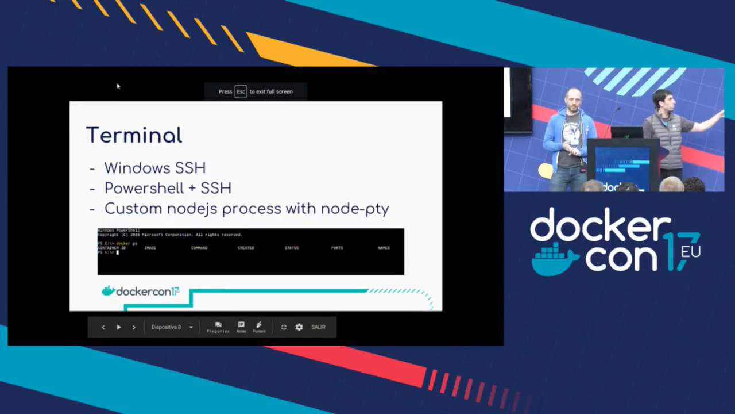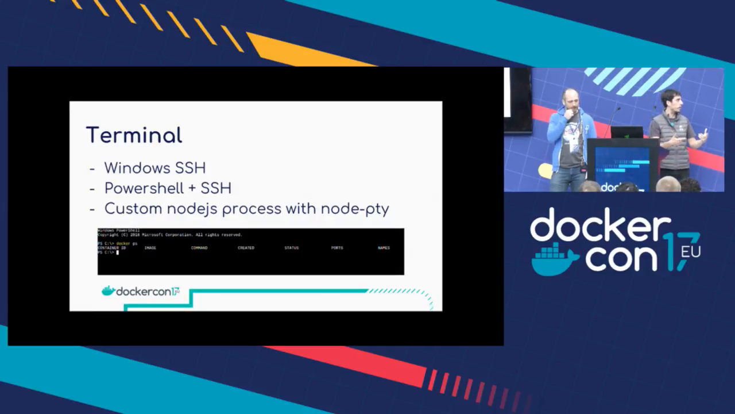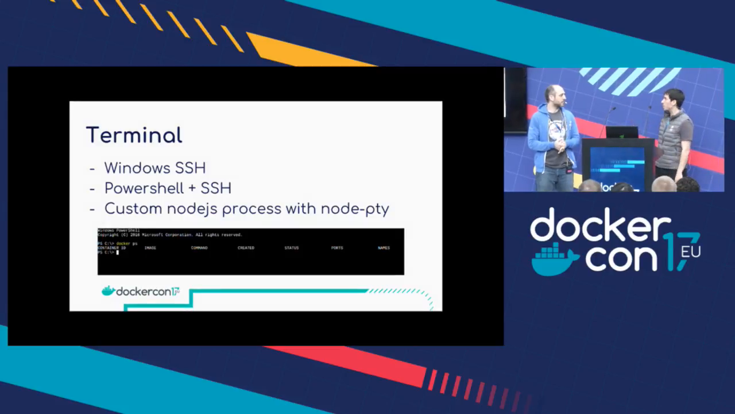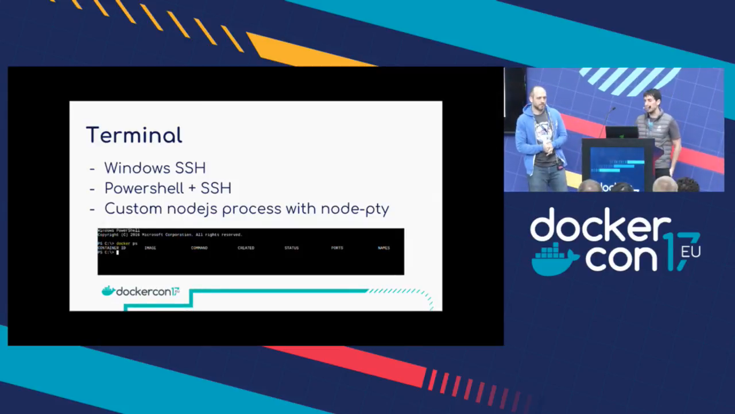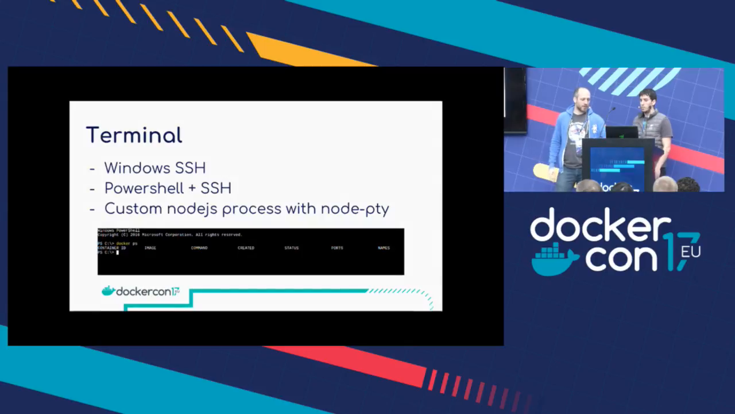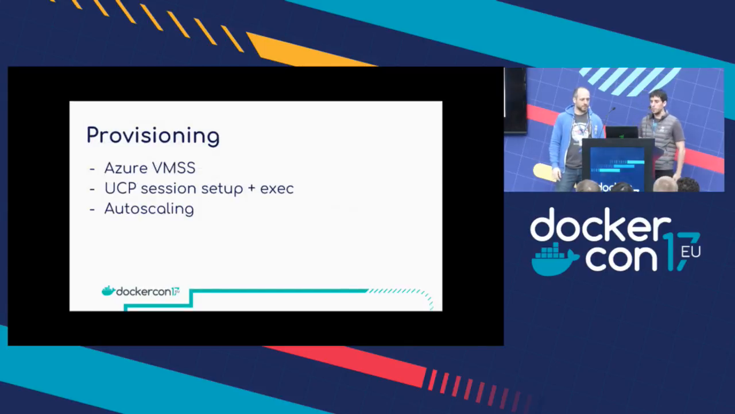So we tried Windows SSH, the native SSH client on Linux and Windows on the other side, and the terminal was a little bit funky and slow. We tried PowerShell with the SSH remoting protocol, and it also had some issues regarding copying and pasting. And we ended up with a custom Node.js solution, basically, based on Node.pty, which is a project that allows terminal communication through a Node.js process.